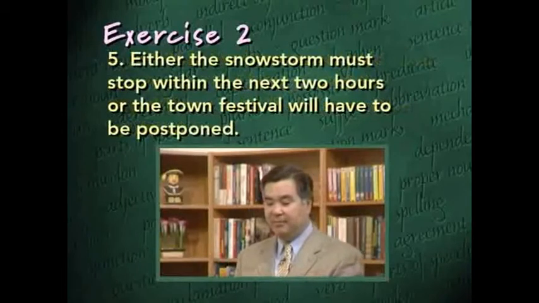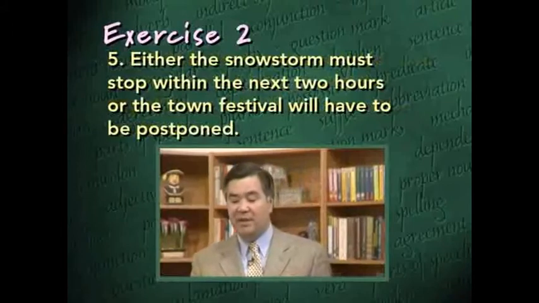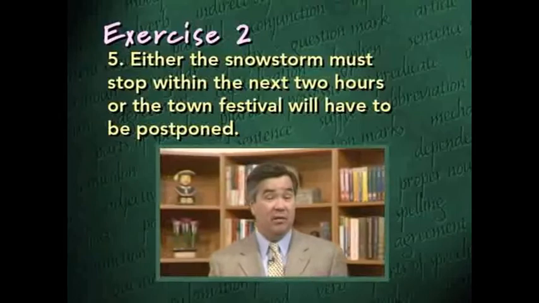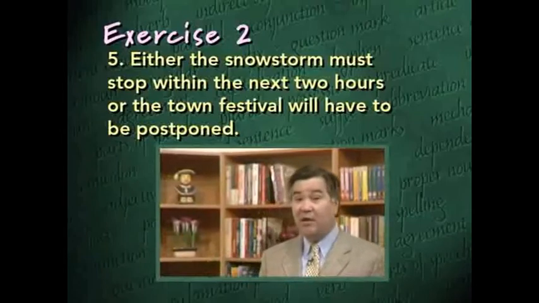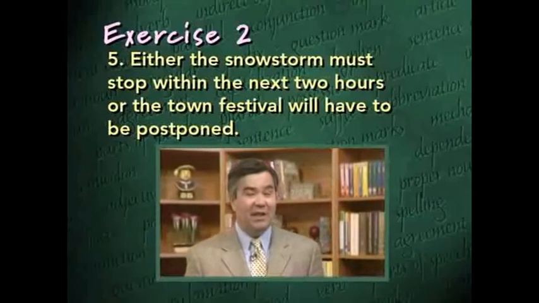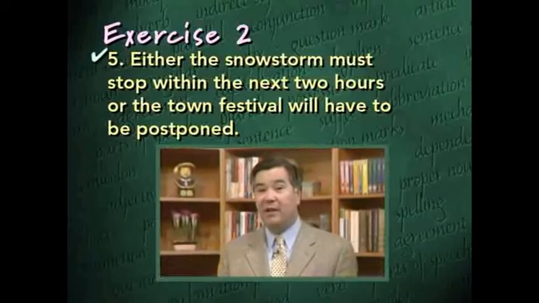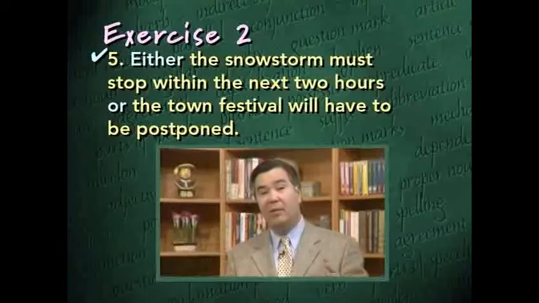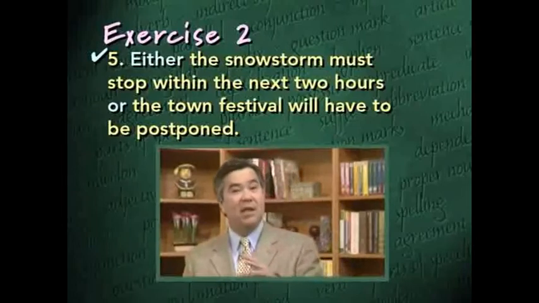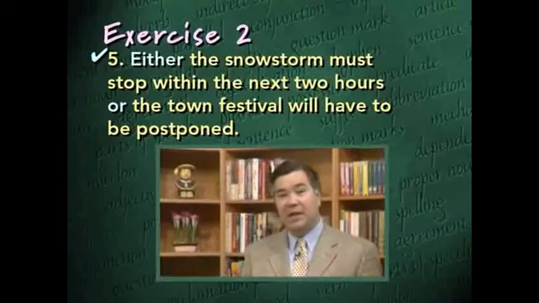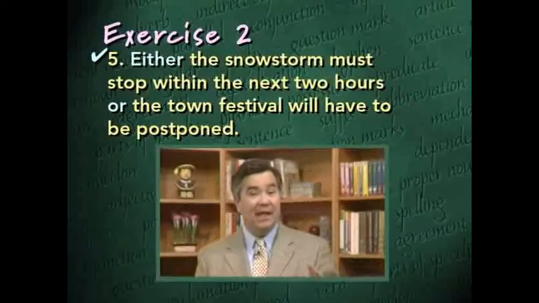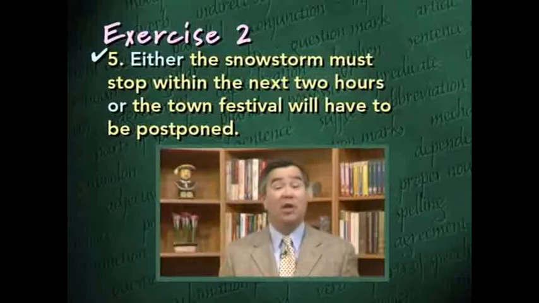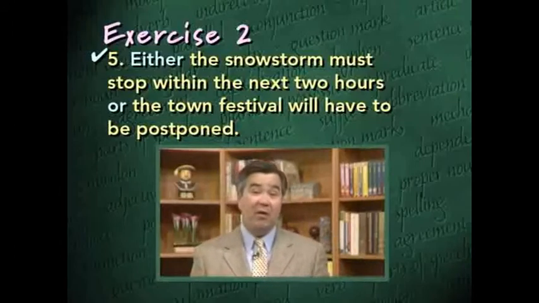And our next example. Either the snowstorm must stop within the next 2 hours, or the town festival will have to be postponed. Here we don't have a parallelism problem. We have a second sentence in this exercise that's perfectly correct. We're using coordinating conjunctions here, either or, and what follows should be as grammatically similar as possible.